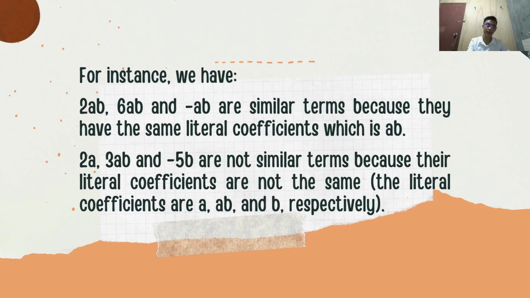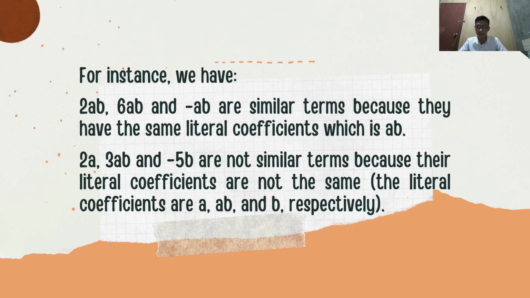For instance, we have 2ab, 6ab, and negative ab. These three terms are similar terms because they have the same literal coefficients, which is ab. I hope you got it.